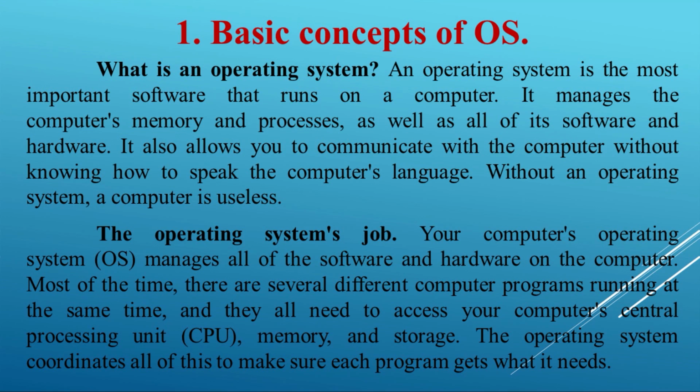The operating system's job. Your computer's operating system manages all of the software and hardware on the computer. Most of the time, there are several different computer programs running at the same time, and they all need to access your computer's central processing unit, memory, and storage. The operating system coordinates all of this to make sure each program gets what it needs.